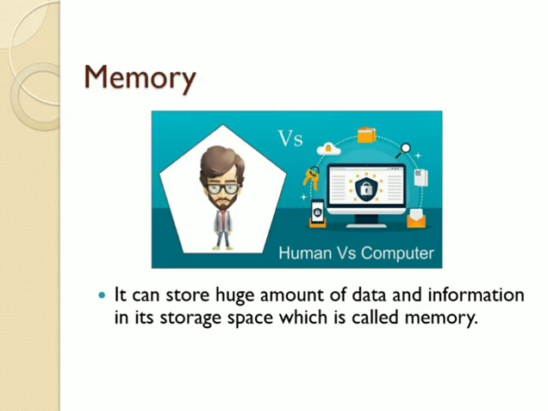See students, we can also store data in our memory. It means we remember things in our mind, that is called memory. So a computer can also store data and information in its storage space, and this storage space is called memory. But we can remember only a limited number of things. After some time we forget them, but a computer stores everything for a long period of time. So that is the memory of a computer.